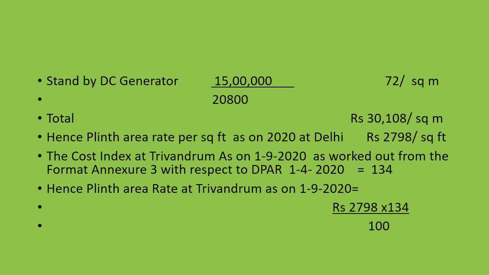Then standby generator. Similar to the earlier valuation, the cost of the generator is divided according to the built up area. Hence, plinth area rate per square meter as on 28 Delhi comes to 2,798 per square foot. Cost index at Trivandrum as on 1/9/2020, as worked out from the format annexure with respect to plinth area rate 1/4/2020, is equal to 134.